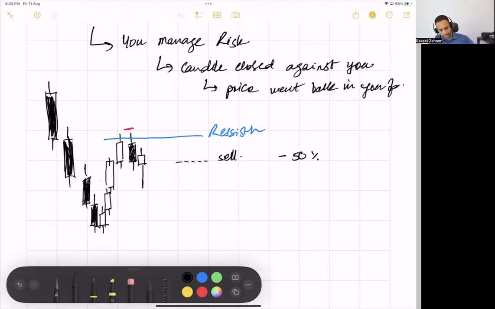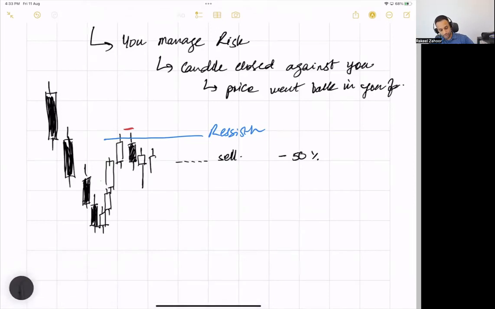Now the next candle maybe closes bearish like this. And now you're saying, okay, I have a position open, my stop loss is still up over here, and a candle has closed bearish. We have this low to be retested. Now you ask yourself, what's the probability for the next candle to continue to push down?